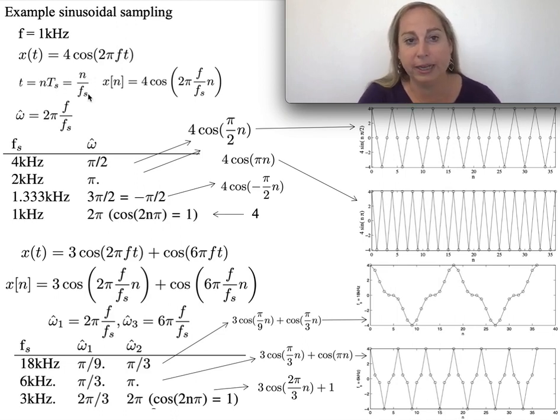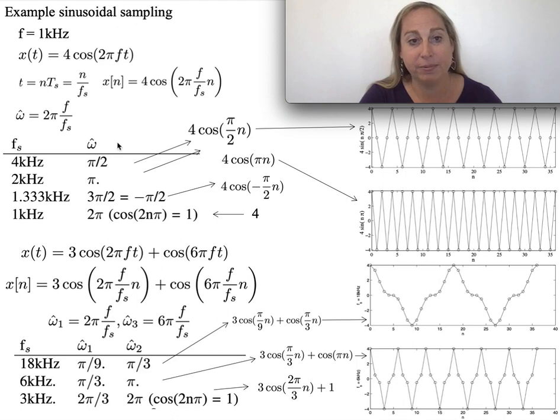So simply plugging that into this structure, I find that I get 4 cosine 2 pi f over f_s of n, which then tells me that my sampling omega, as opposed to my continuous omega, is now going to be 2 pi of f over the sampling frequency. So then you say, well, what do I get for that?